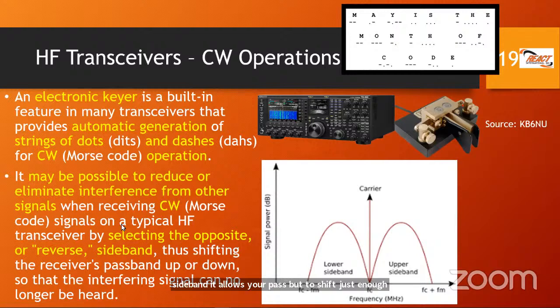It's also an exam question. It may be possible to reduce or eliminate interference from other signals when receiving CW or Morse code signals on a typical HF transceiver by selecting the opposite or reverse sideband. That's the exam question. And what that does, it shifts the receiver's passband up or down so that the interfering signal can no longer be heard.